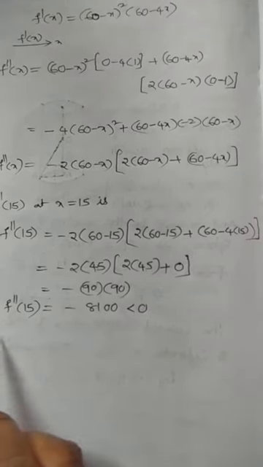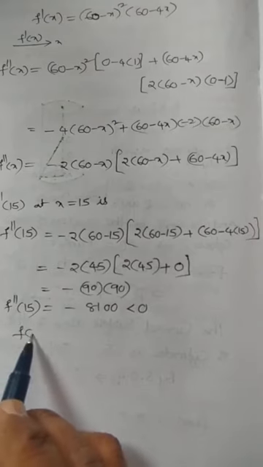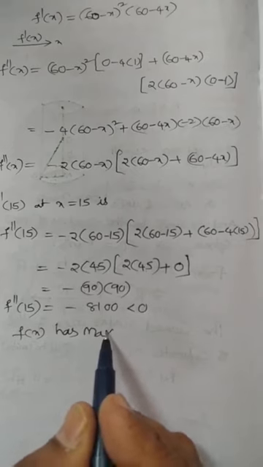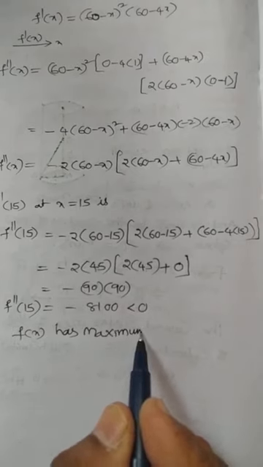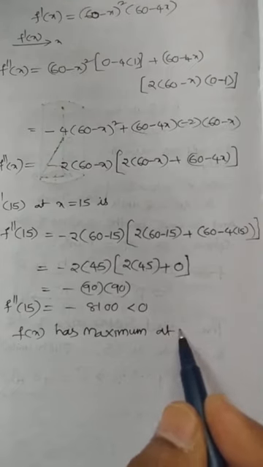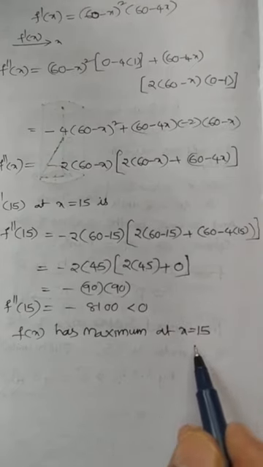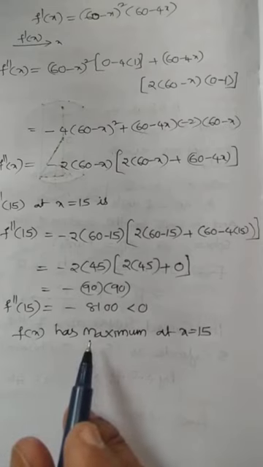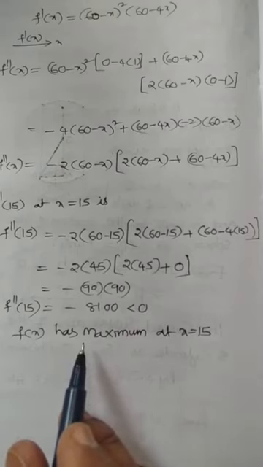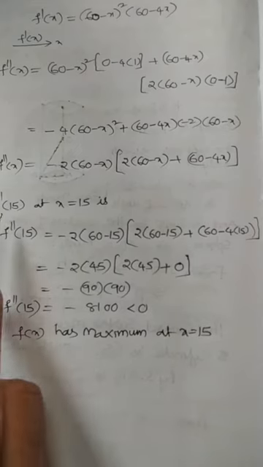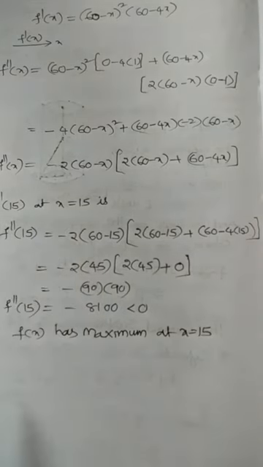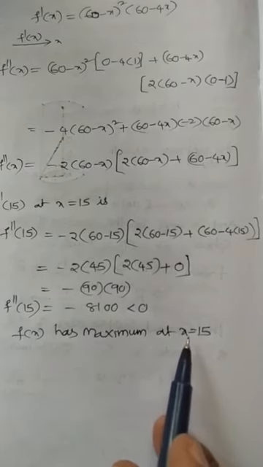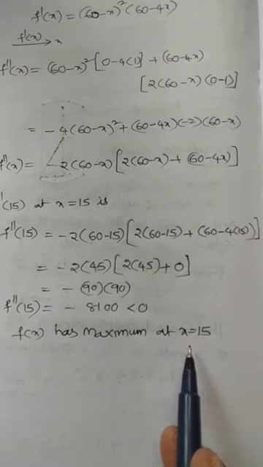Therefore f of x has maximum at x equal to 15. At this positive integer f of x has the maximum value, which obeys our given condition. So we will stop here at only x equal to 15. So we approached the required values. So what is the one positive integer we got here? x is equal to 15.